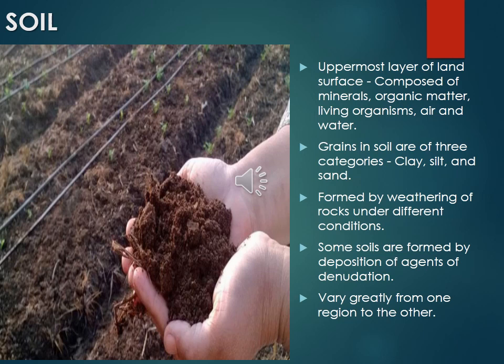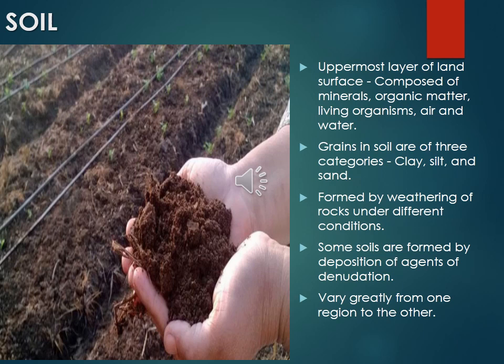Soil is the uppermost layer of the land surface, composed of minerals, organic matter, living organisms, air and water. Grains in the soil are of three categories, namely clay, silt and sand. Soils are generally formed by the weathering of rocks under different conditions. Some soils are formed by the deposition of agents of denudation, and soils can vary greatly from one region to another.